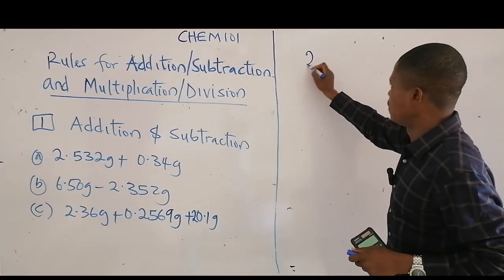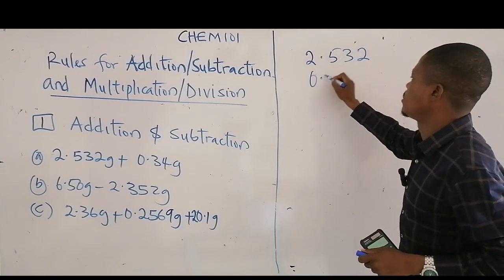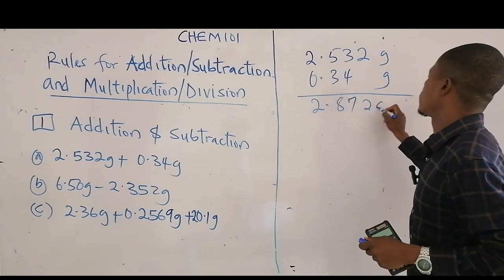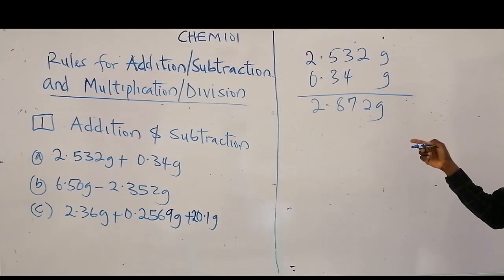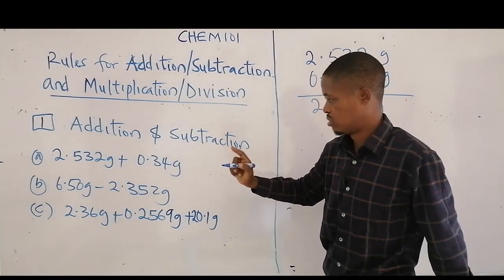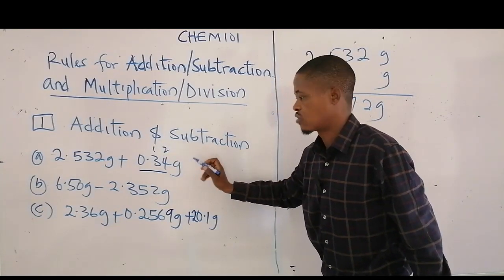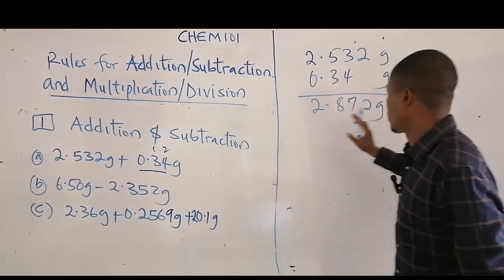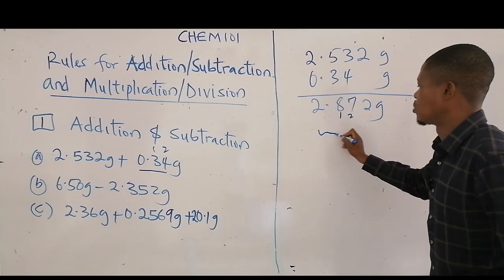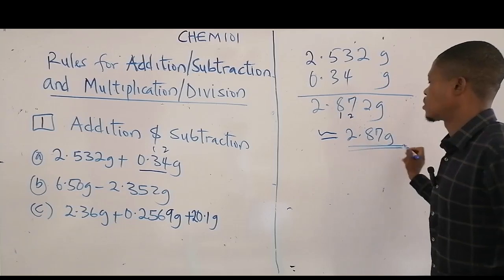The first one, we have 2.532 gram plus 0.34. So this will be 278 grams. So that's our answer, but that's not the final answer. Then you now check the question. Which one has the lowest decimal places? Is this one. Then count it. How many decimal places? This is 1, this is 2. So this is 2 decimal places. Then you go back to your question, and then that will be 2 decimal places. So your answer is 2.87 gram. That's for the first one.